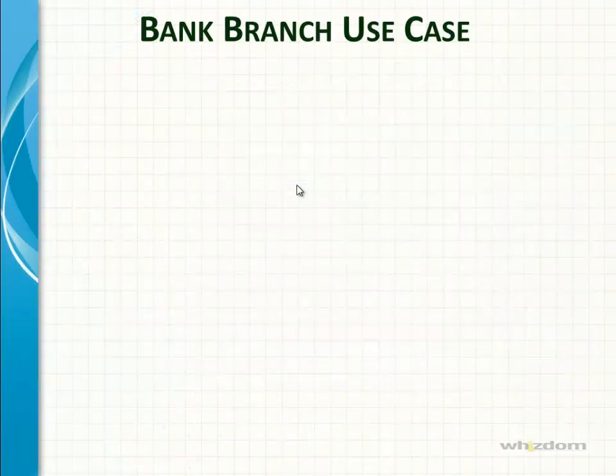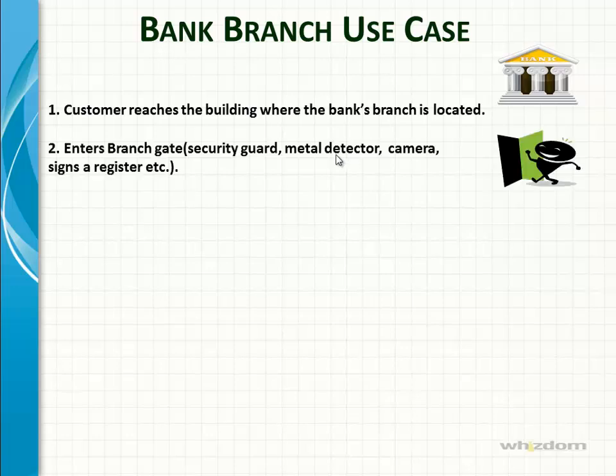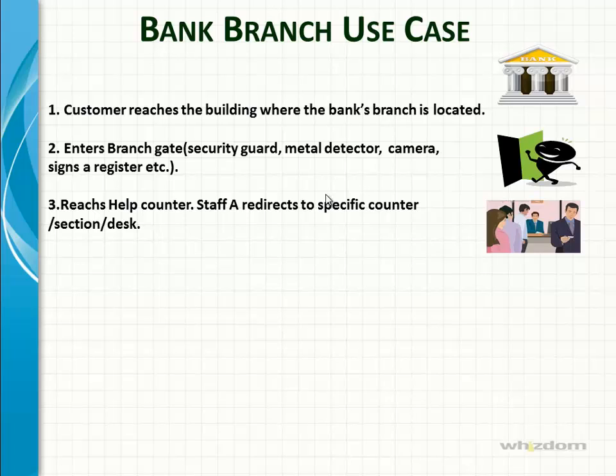To start with, I won't dig into the technicalities, so I'll just go to the slide and talk about a bank branch use case. So when you go to a bank's branch, what do you do? You reach the bank's building, where the bank branch is located. First you reach there through the traffic and all, and then you enter the branch gate, and there can be a security guard, metal detector, some cameras, or you might also need to sign a register. And then once you enter the gate, you reach the may I help you counter, and there is a staff member. What that staff does is redirect you to a specific counter or section or desk and provide you a waiting list or something of that sort, a chat perhaps.